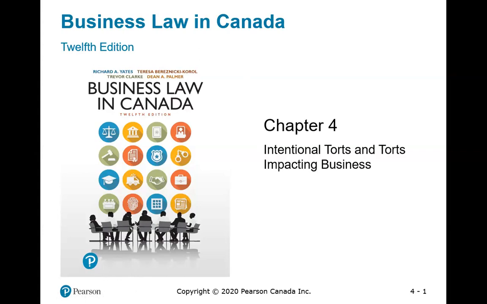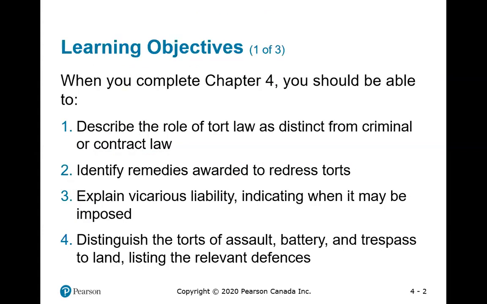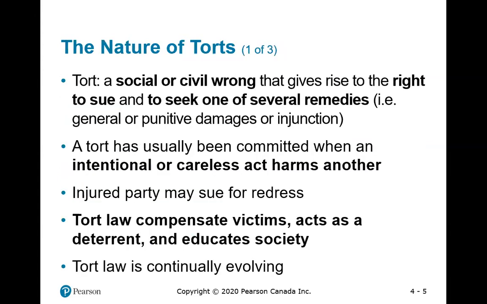In chapter 4, we're looking at intentional torts and some business torts. First of all, let's define what a tort is. A tort is a social or civil wrong. So someone who acts in a wrongful way, and by acting in a wrongful way, they may cause harm, injury, losses to others. And the victims will then, under tort law, have a remedy. They will have the possibility to seek compensation.